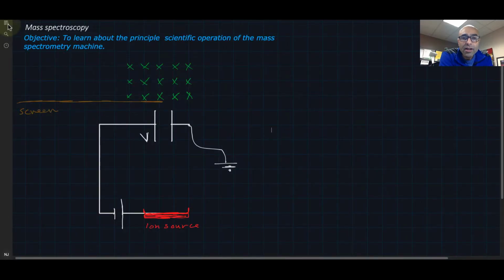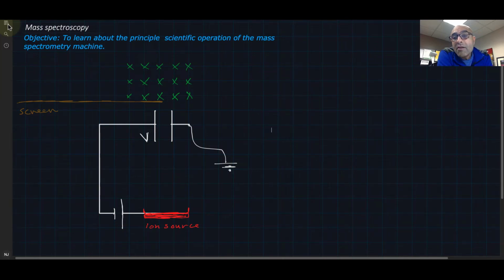Hey there everyone. Now it's actually getting a little bit more exciting because we are learning about one of the most important machines in measuring masses, which is known as the mass spectrometry machine, or mass spectroscopy.